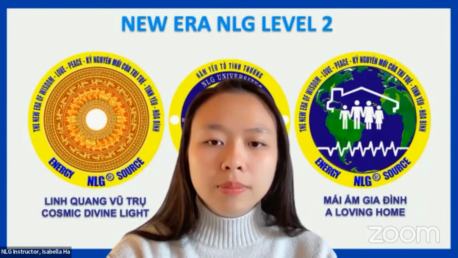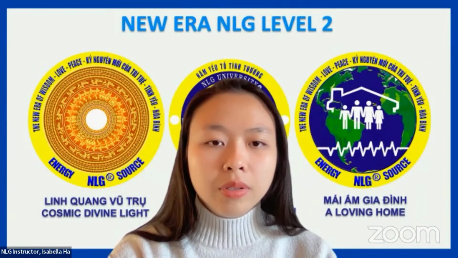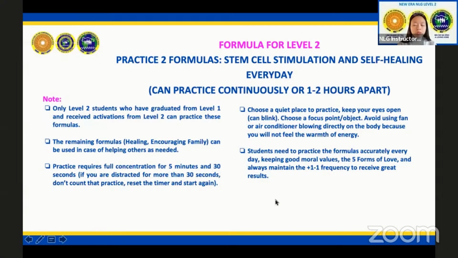All right. Okay, going through these notes here, really important. For level 2 participants, you will practice 2 formulas for yourself every day. They are the stem cell stimulation formula and the self-healing formula. You can practice them continuously or 1 or 2 hours apart, depending on your schedule. Only level 2 students who have graduated from level 1 and received activation from level 2 can practice these formulas. The remaining formulas are the healing for others, as well as the encouraging family. You can use them in case of helping others as needed.